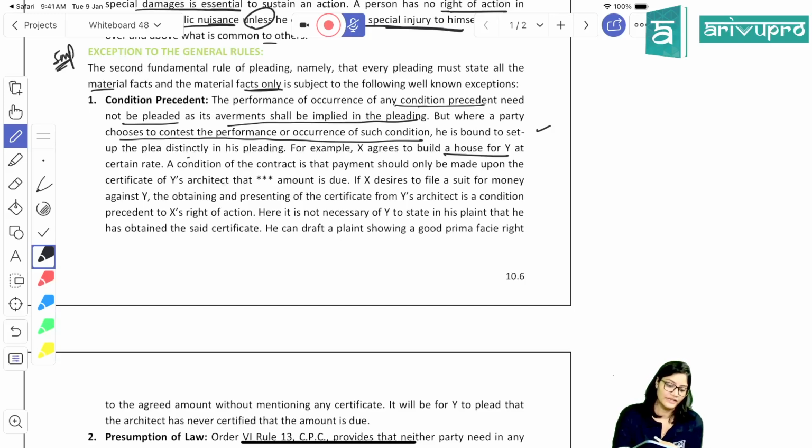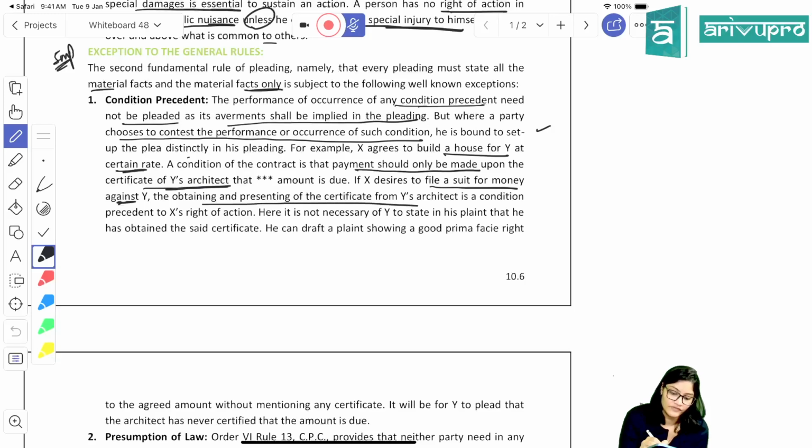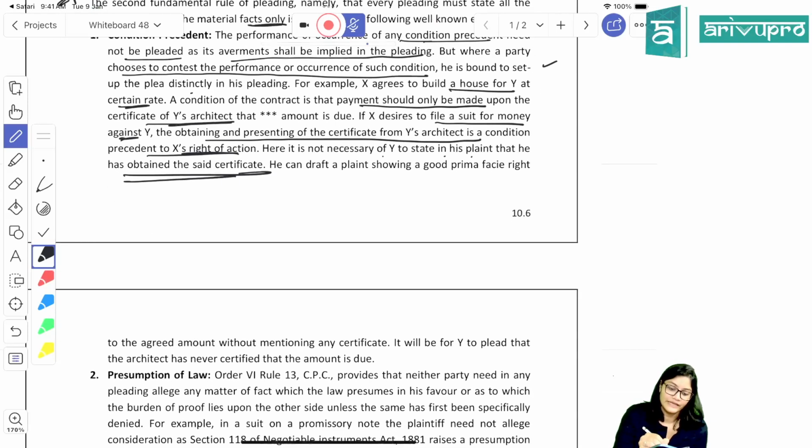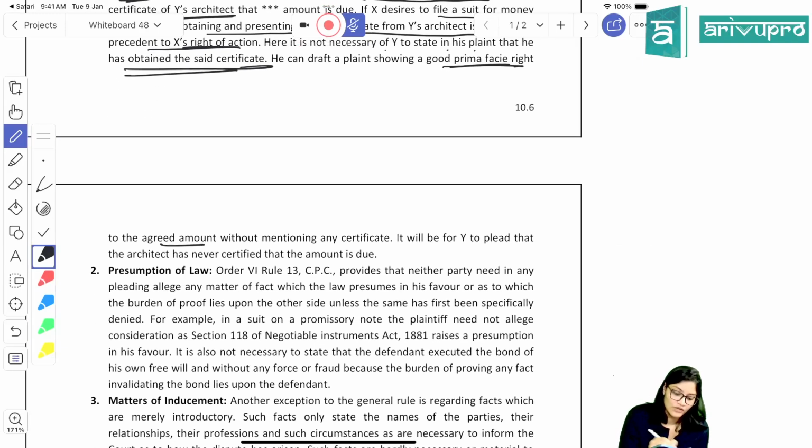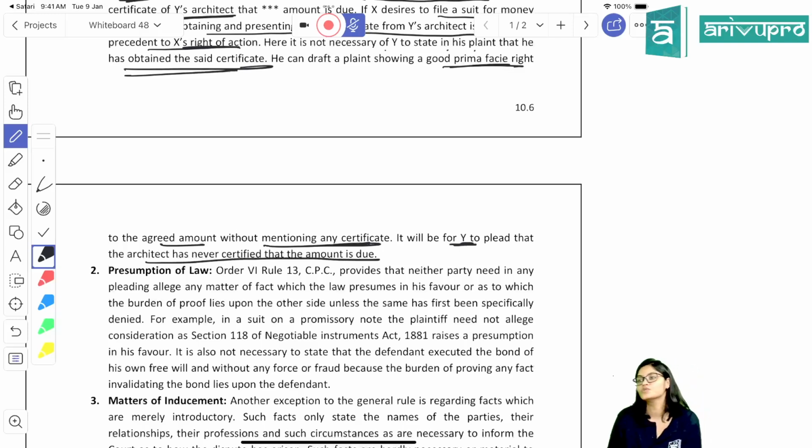X agrees to build a house for Y at a certain rate. That is a contract made, right? A condition of the contract is that the payment should only be made upon the certificate of Y's architect, that whatever amount is due, right? If X desires to file a suit for money against Y, the obtaining and presenting of the certificate from Y's architect is a condition precedent to X's right of action. Certificate was important here, right? So you need to mention it. Here it is not necessary for X to state in his plaint that he has obtained the said certificate. He can draft a plaint showing a good prima facie right to the agreed amount without mentioning any certificate. It will be for Y to plead that the architect has never certified that the amount is due.